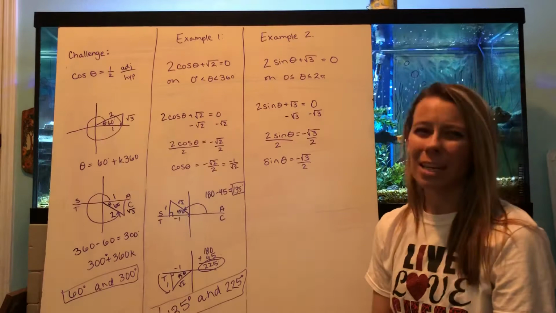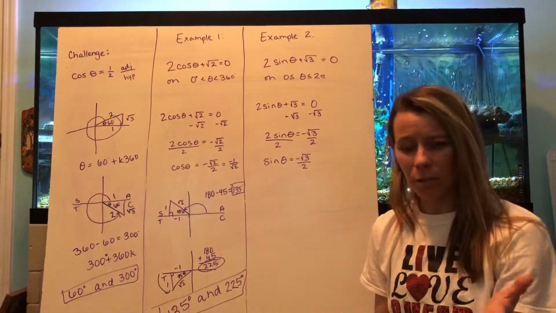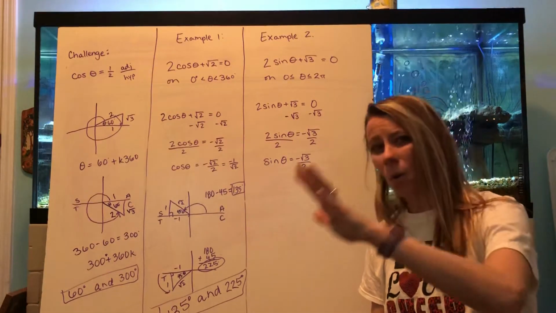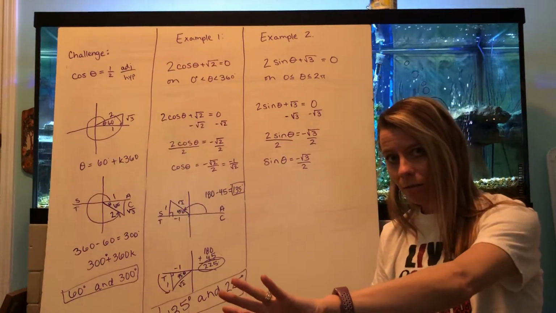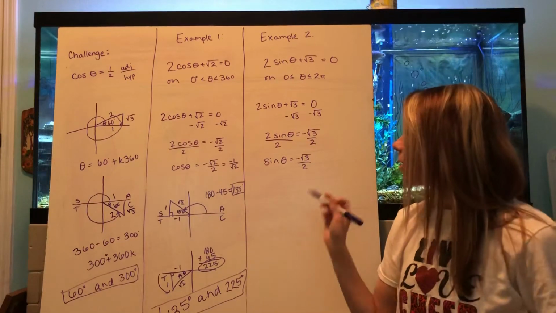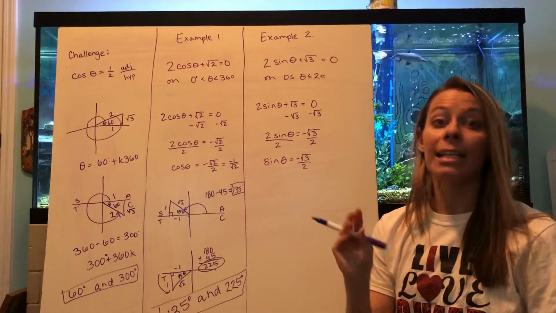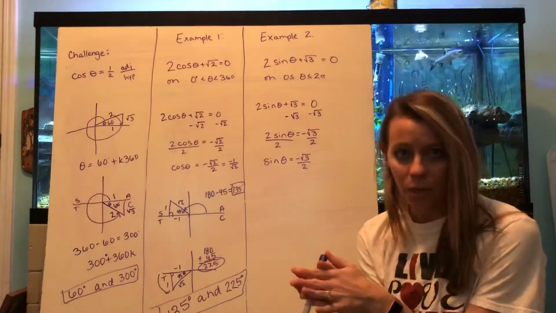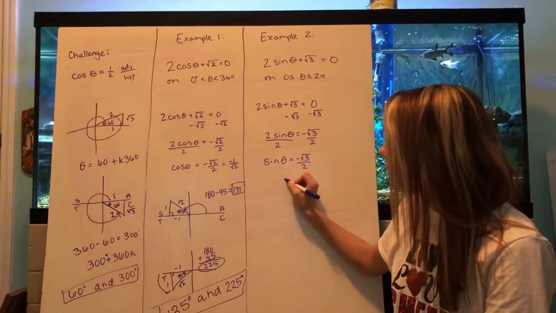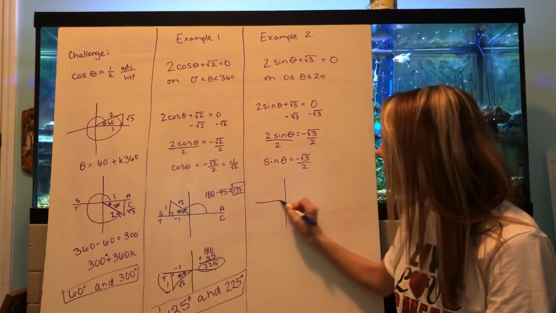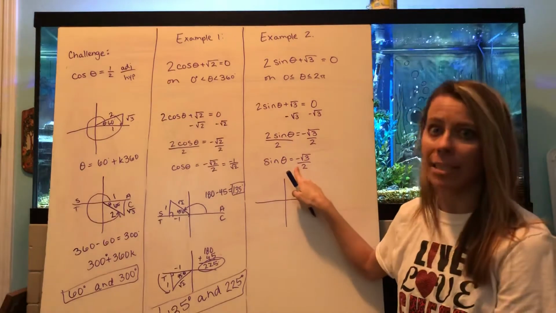So you might pause it and think, is this going to be a 45, 45, 90 triangle or a 30, 60, 90 triangle? Okay, so if you were thinking 30, 60, 90, yes, because that has square root of 3 in it. So I'm going to go ahead and draw out my quadrant. I need to figure out where sine is going to be negative.